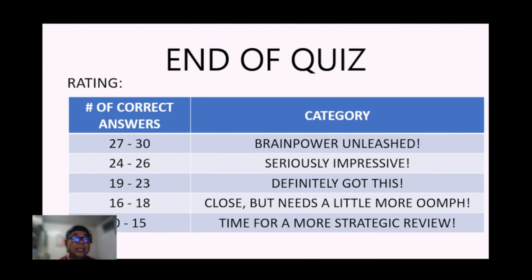So that's it. Please count your correct answers. And this is the category for your correct answers. 27 to 30 correct answers is brain power unleashed. And 24 to 26, you are seriously impressive. Scores of 19 to 23, definitely got this. And 16 to 18, you're close but need a little more. And if your score is 15 or less, then it is time for a more strategic review.